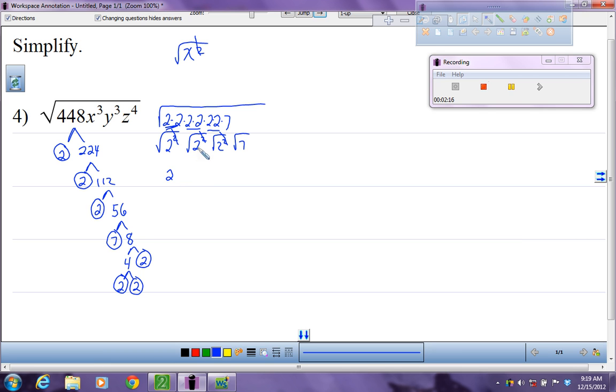That number is a 2. That number is also a 2. That number is also a 2. Okay, and then you multiply those 3 numbers. So you end up with 8. It's outside of the radical. The 7 is inside of the radical.